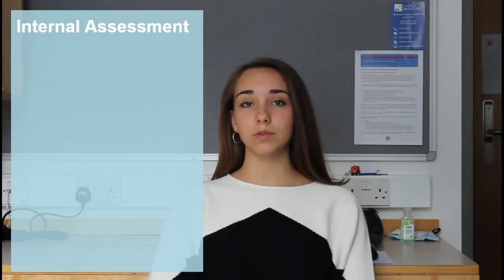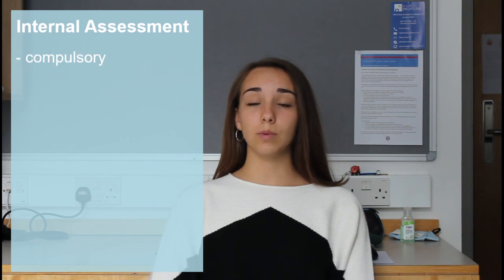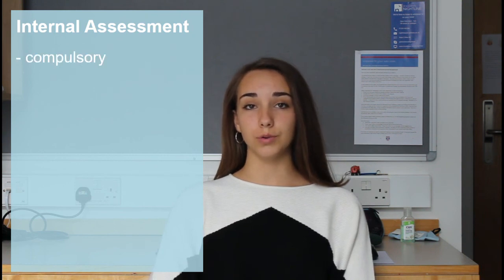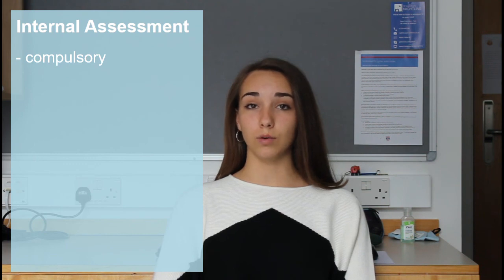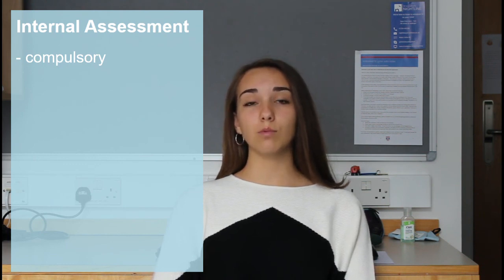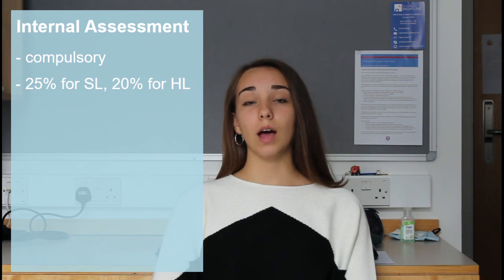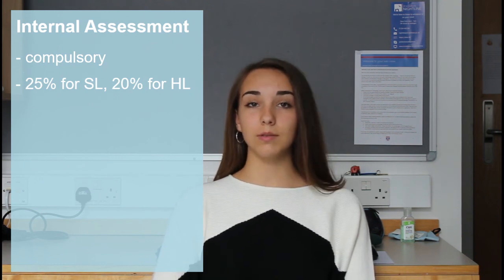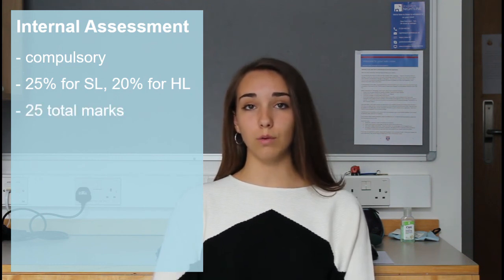The internal assessment, or IA, is a compulsory part of the course for every geography student. It's an essential part of the course because it actually makes up a percentage of your final grade. For standard level students, that will be 25%, and for high level students, that will be 20%. There is a total of 25 marks available for your IA.